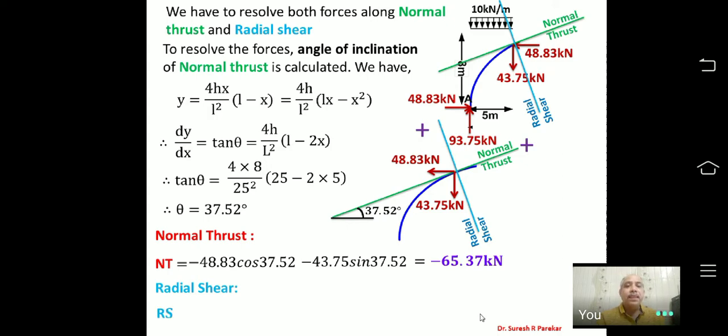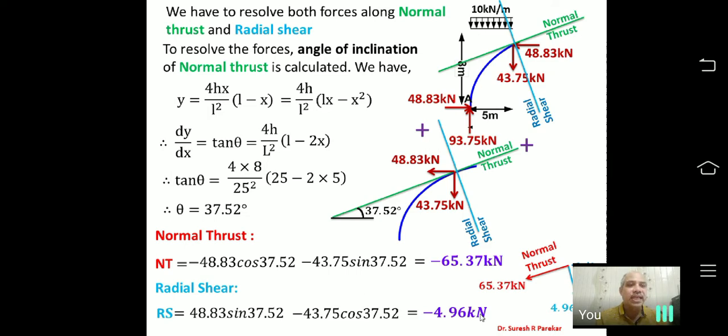Radial shear. Now for radial shear, 48.83 gives positive radial shear and 43.75 gives negative radial shear. And now we will just put these values. So due to 48.83 plus and 43.75 minus, that will give me a value of minus 4.96 kilonewton. Now I know these values. Minus means here also we have downward. So you can show these values.